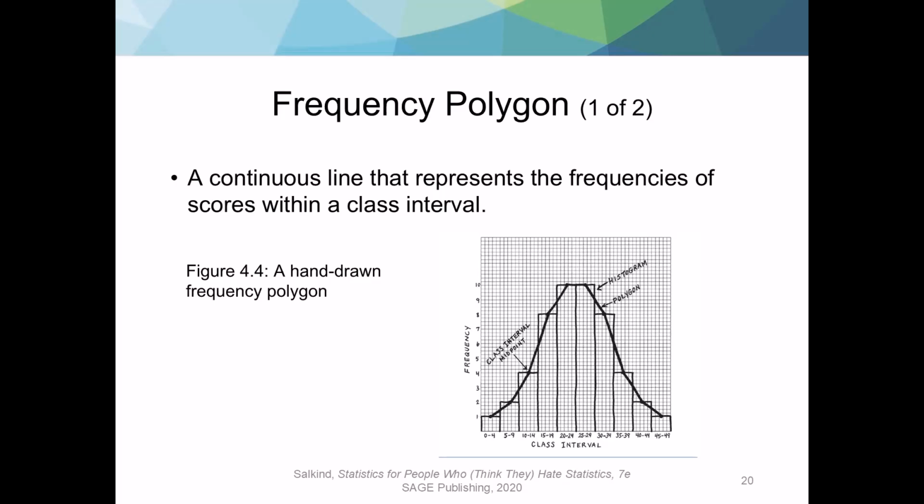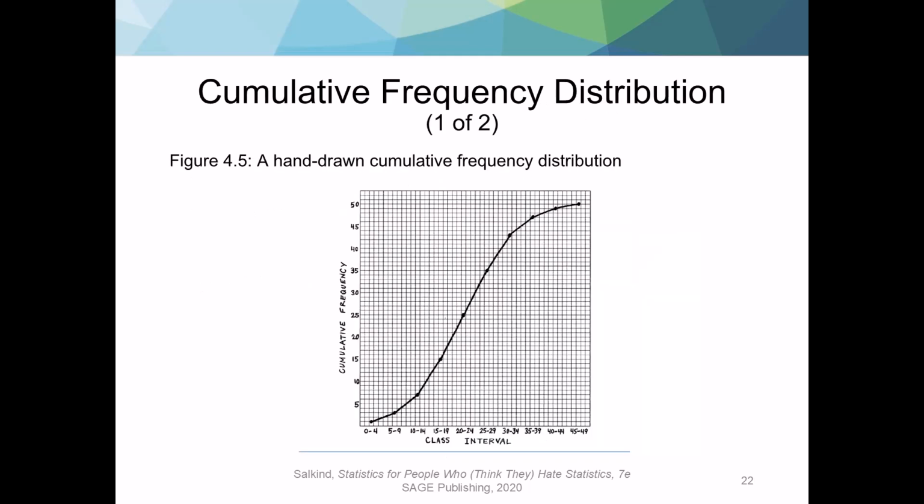Frequency polygons. A frequency polygon is a continuous line that represents the frequencies of scores within each class interval. A frequency polygon can be more visually dynamic than a histogram and is often used to suggest that the variable is continuous.